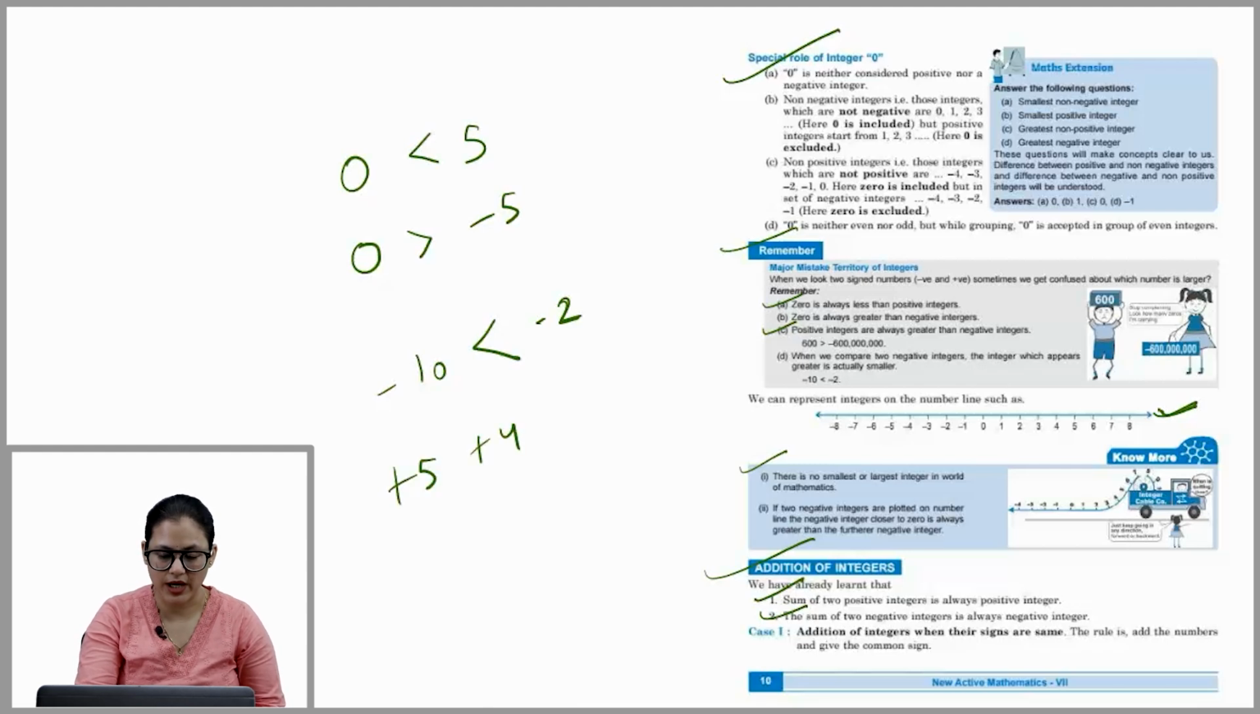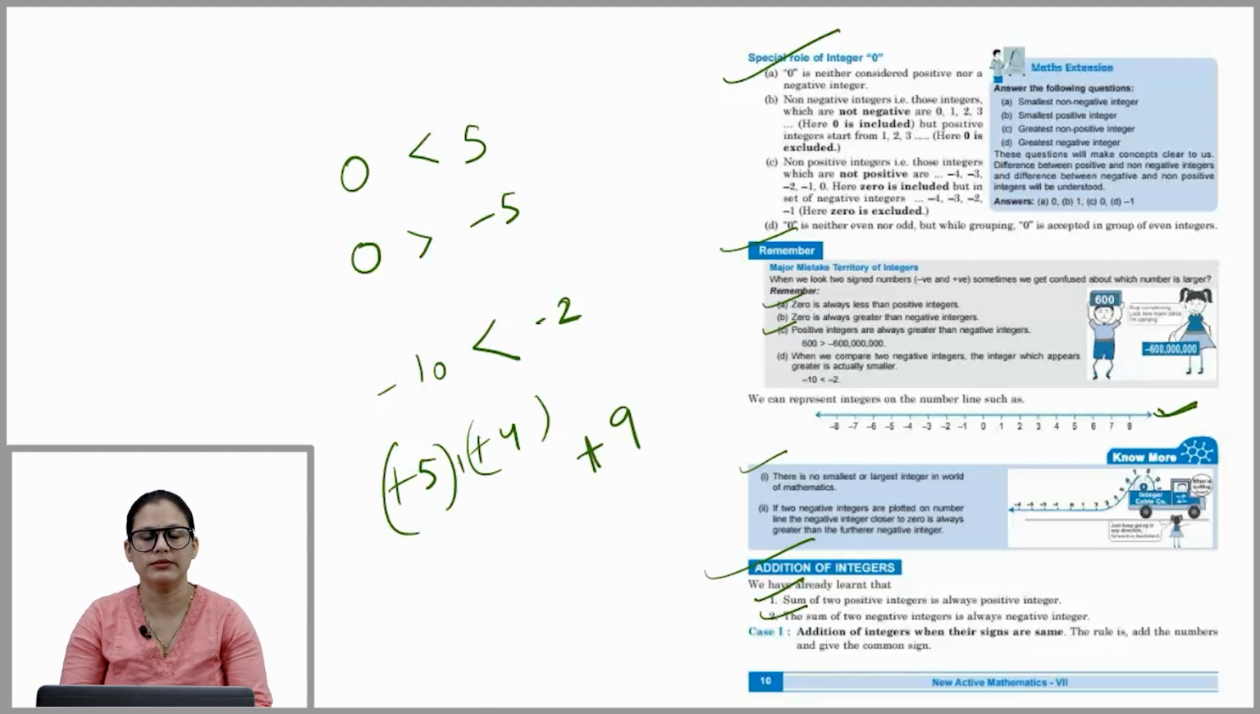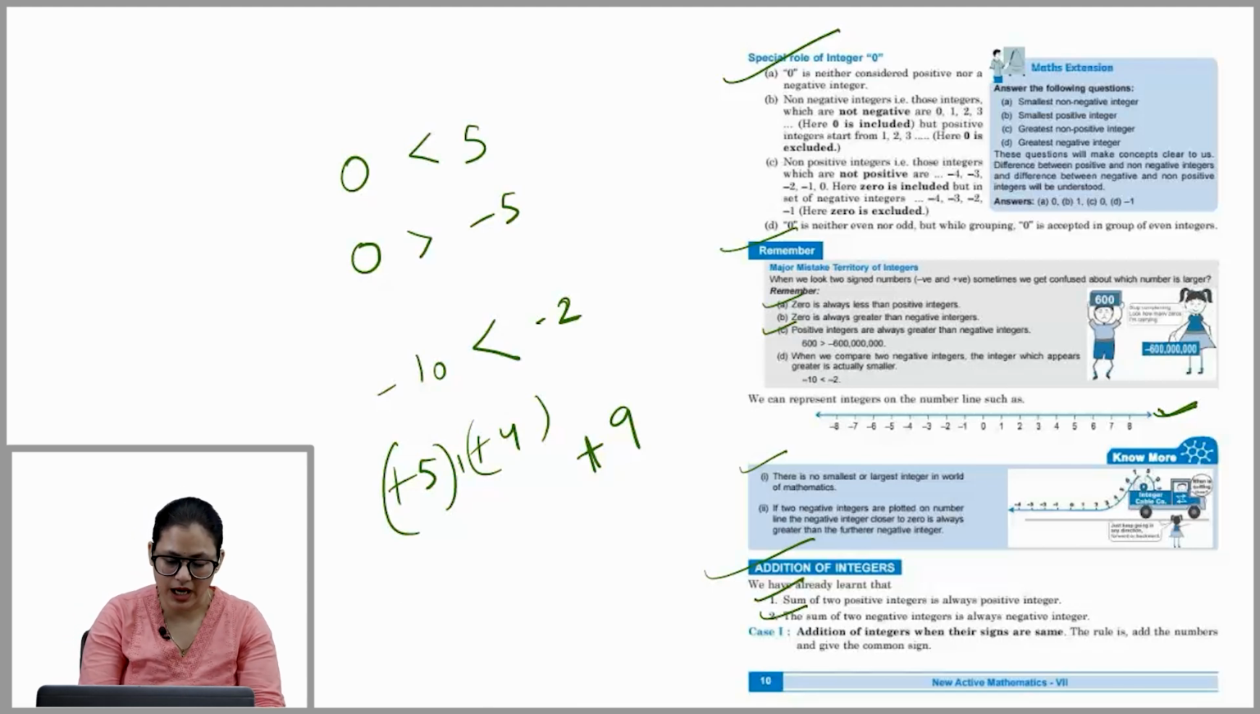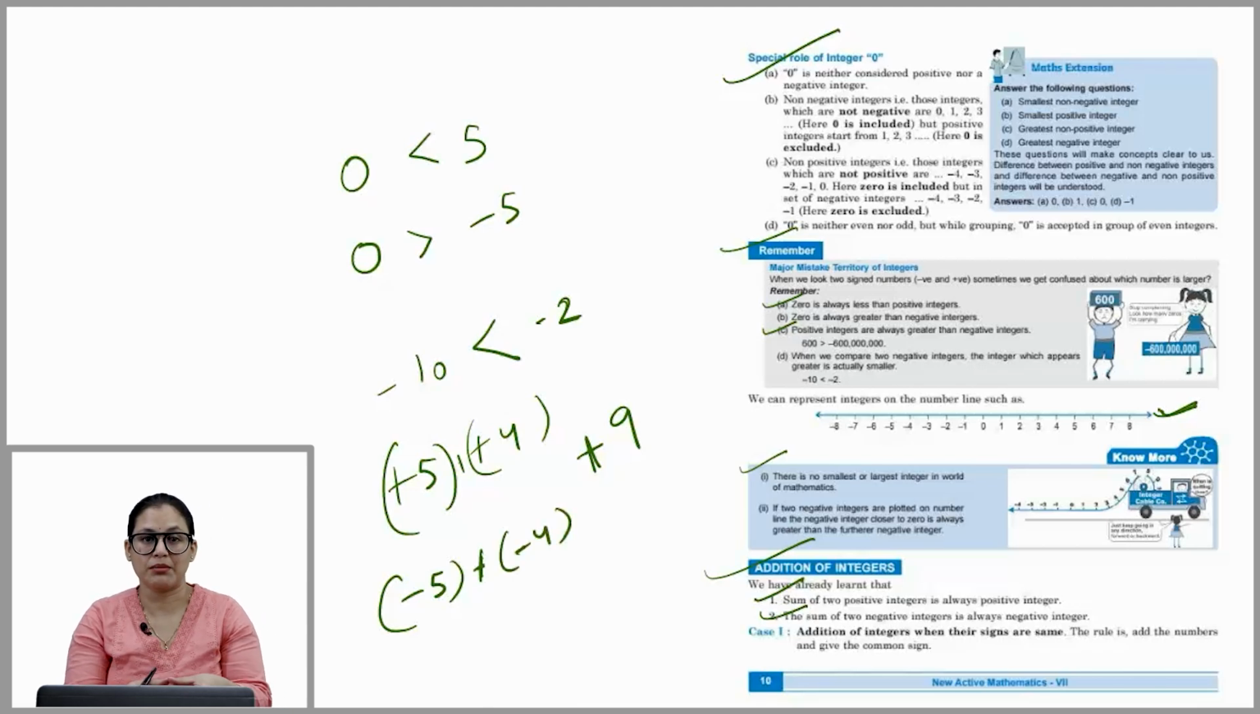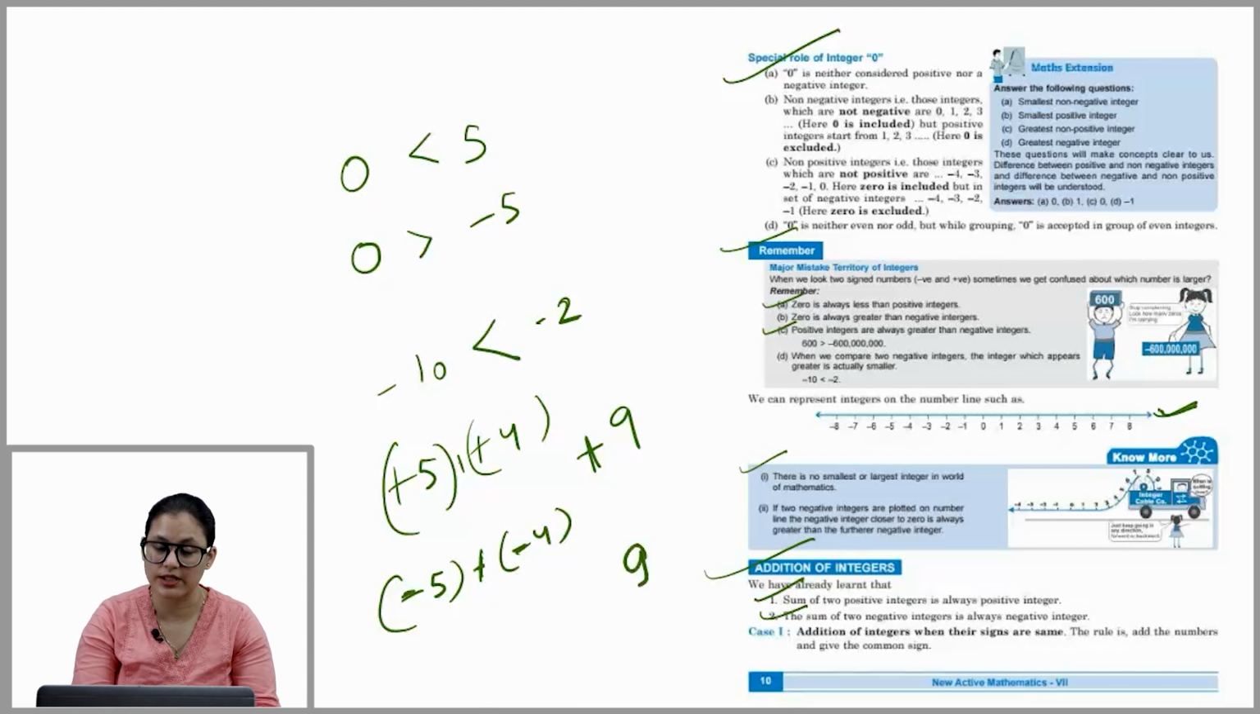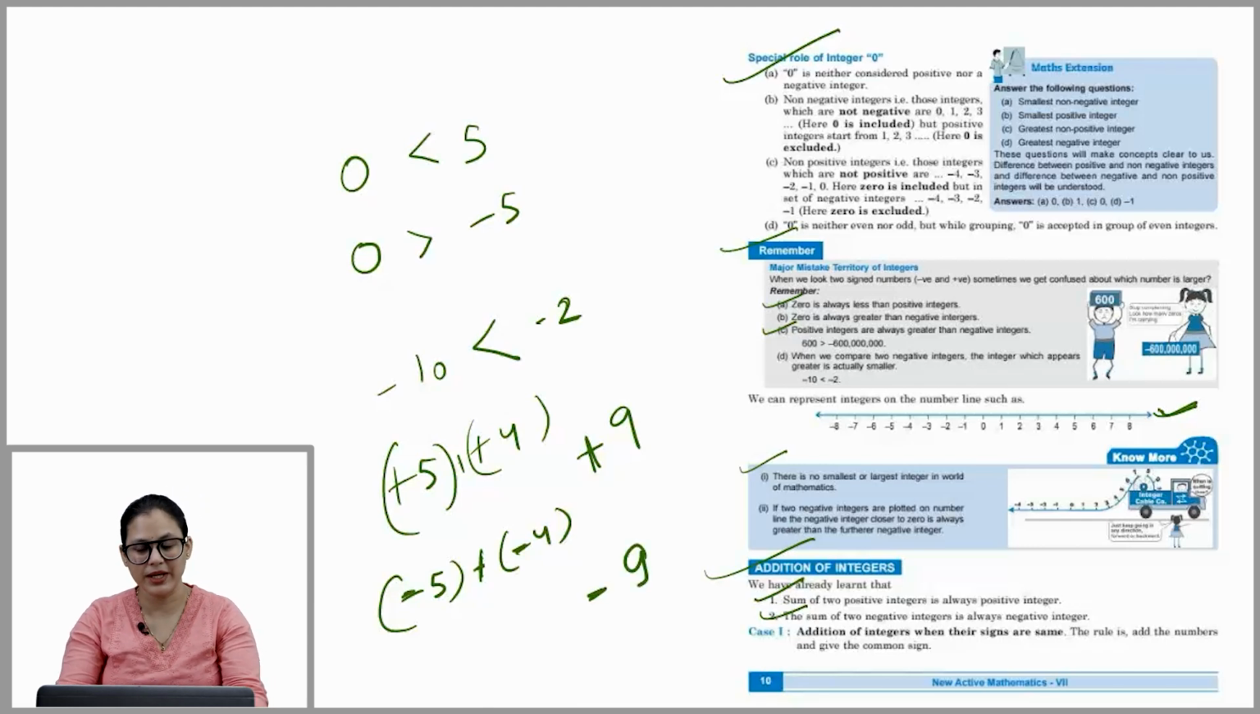We have to add them up. So what is the answer? 9, and you will give it a sign of plus because we have to put here the common sign. And if we are adding -5 and -4, then what will happen? Again, you will add them up because both the signs are equal. You will get 9, but this time -9.